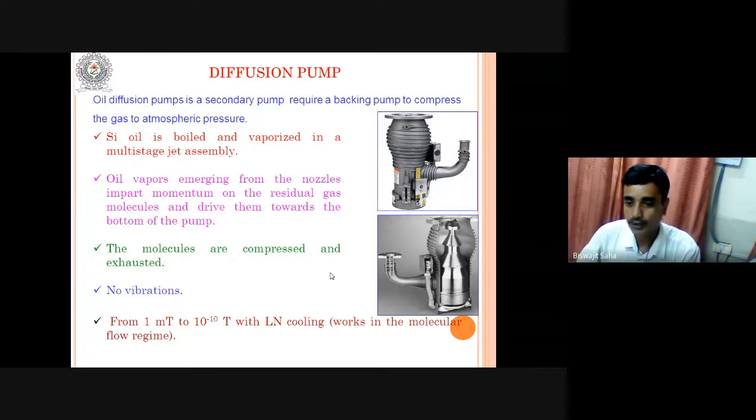When the molecules compress on the bottom side, the pressure increases on the bottom side. The upper side is of low pressure, and the lower side of the diffusion pump is of high pressure. And when the exhaust line is connected with the primary pump, it takes out all the molecules. As a result, these molecules get exhausted through the primary pump into the environment, and low pressure is created. A diffusion pump has no vibration. It is very important that the noise is very low, and it can produce a vacuum of 1 millitorr to 10 to the power minus 10 torr under liquid nitrogen cooling.